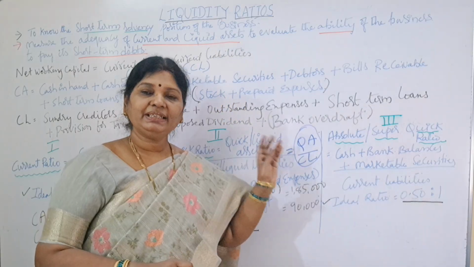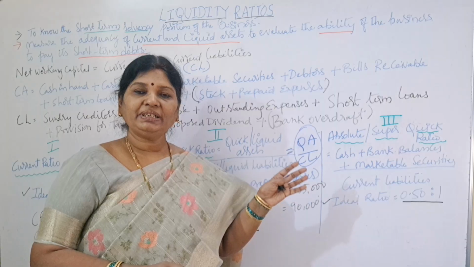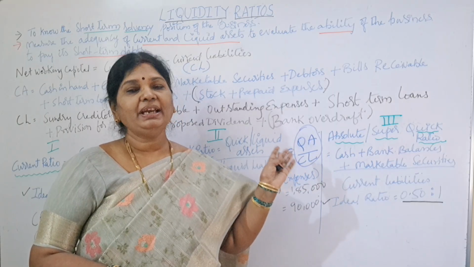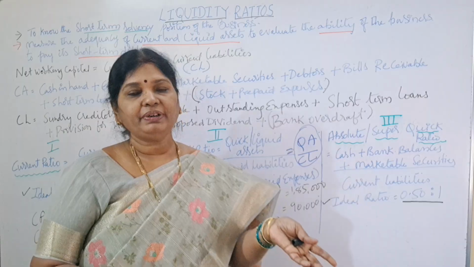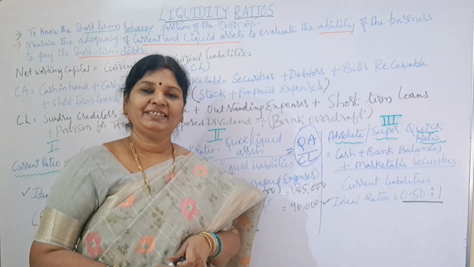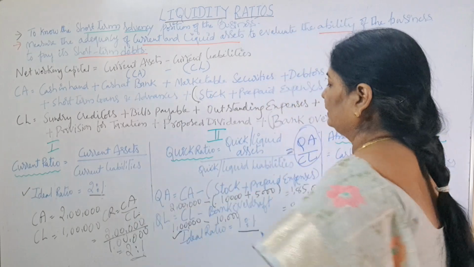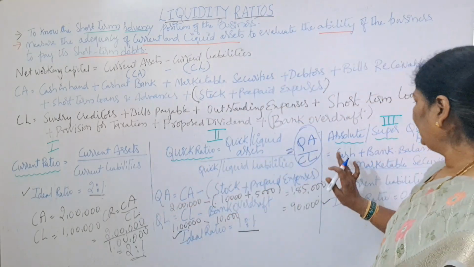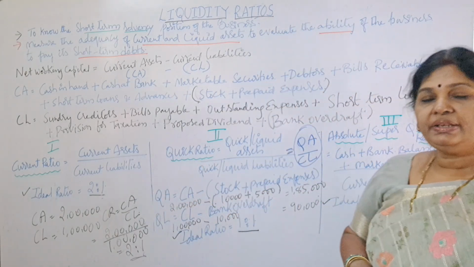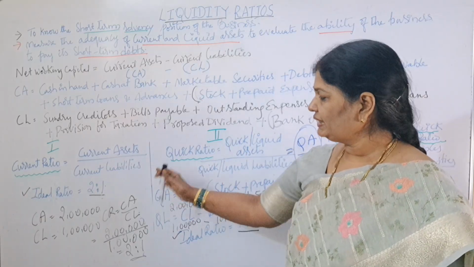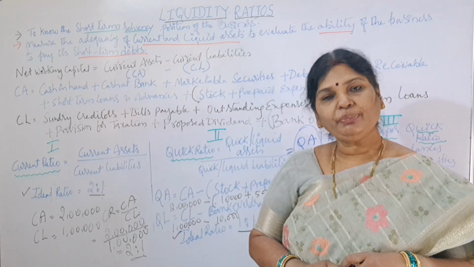Means we can easily convert our current assets by using our cash, bank and marketable securities and repay half of our current liabilities. So this is about current ratio, quick ratio and absolute quick ratio or super quick ratio. Using this information and these formulas, we do one problem now.